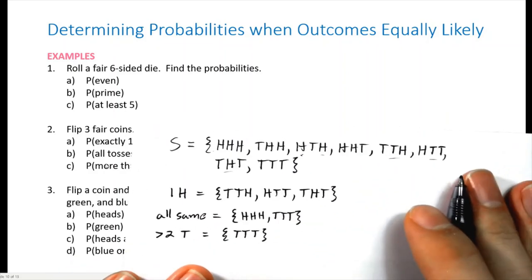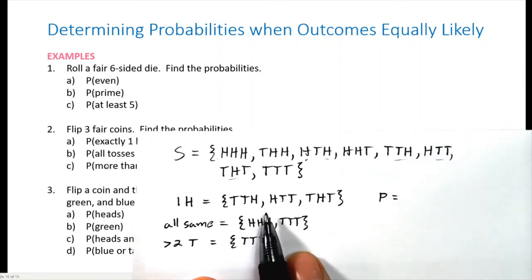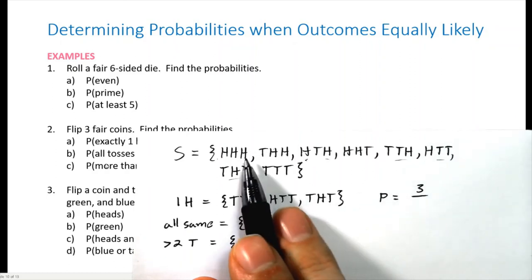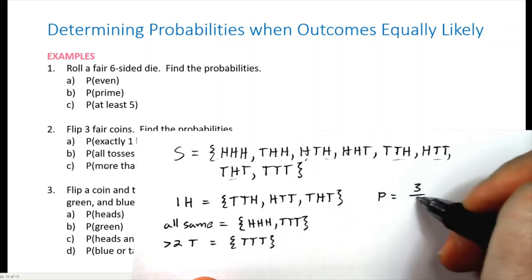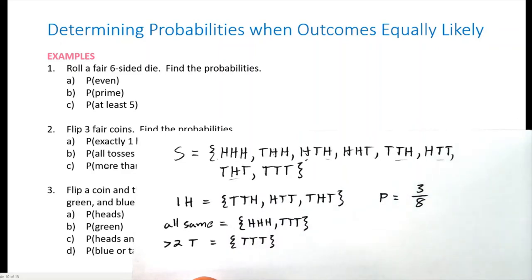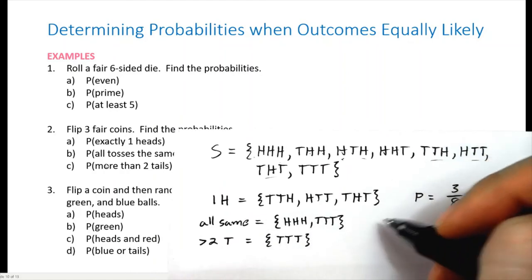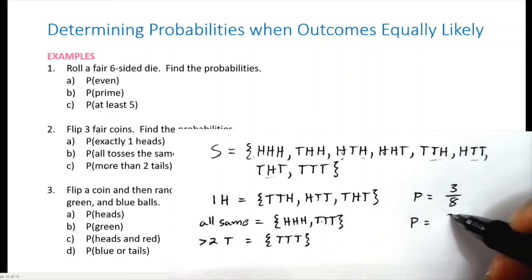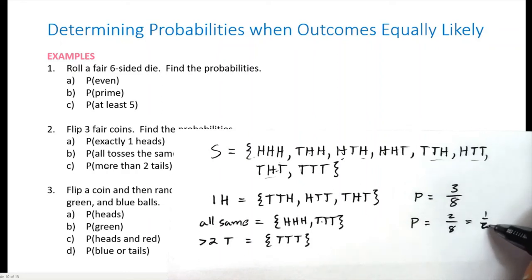So what are the probabilities? Well, the probability of this one, there's 3 ways to do it. And how many things are in the sample space? 1, 2, 3, 4, 5, 6, 7, 8. So the probability is 3/8. What about the probability of all tosses being the same? Well, there's 2 ways to do it. And there's 8 things in the sample space. So 2/8. Or in that case, you could simplify it to 1/4.